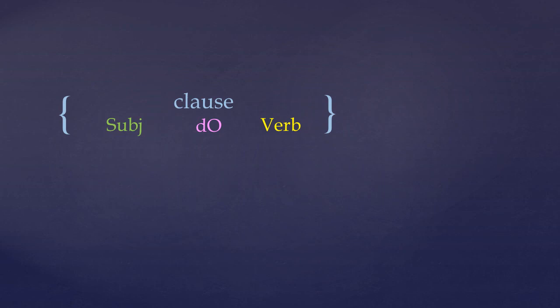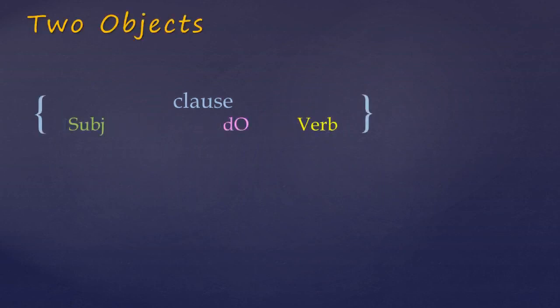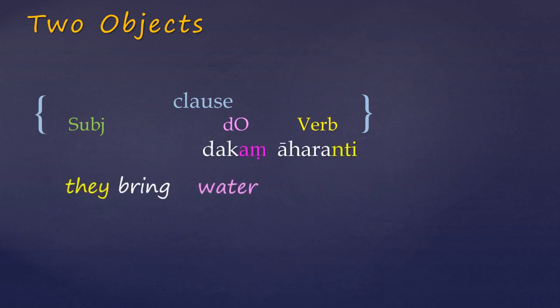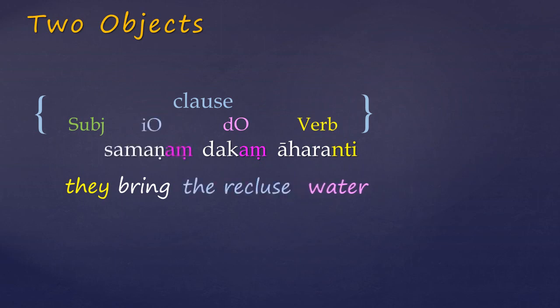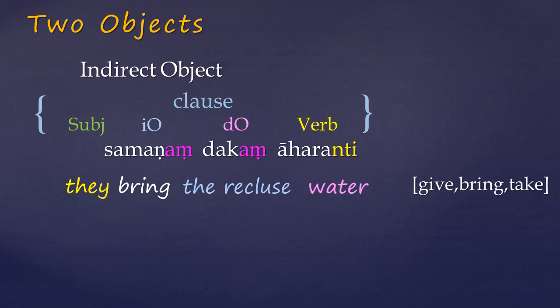Some transitive verbs, however, can take two objects. For instance, with the verb to bring in they bring water, we can add a second object. They bring the recluse water. Here the objects are the thing fetched and to whom it was brought. And this second object is called an indirect object and is generally the person or animal that receives the direct object. Now with verbs of bringing and taking in Pali, only occasionally is the indirect object placed in the accusative case. It's much more frequent to use the dative case, and we'll see this in a later lesson.